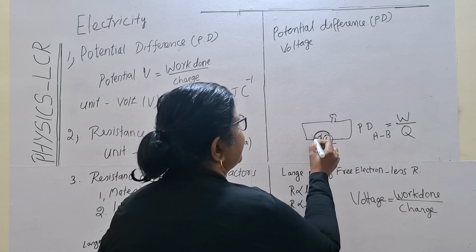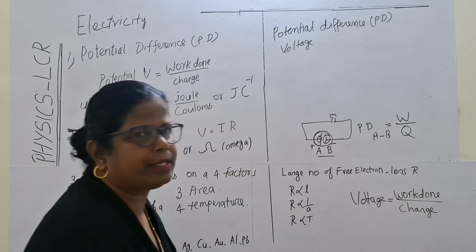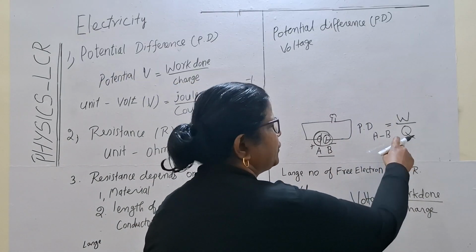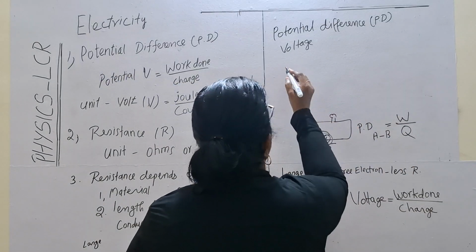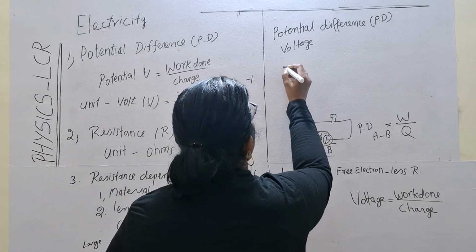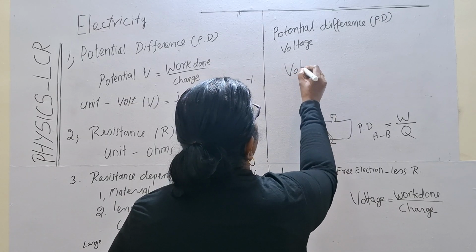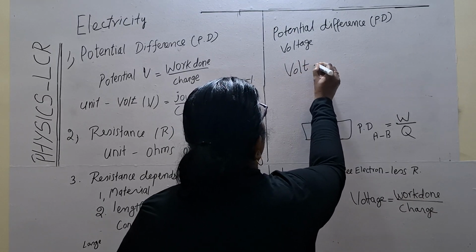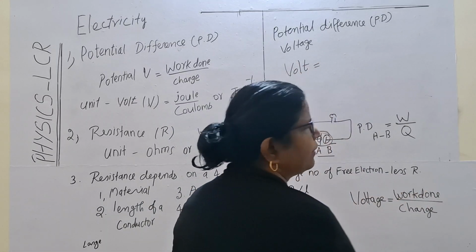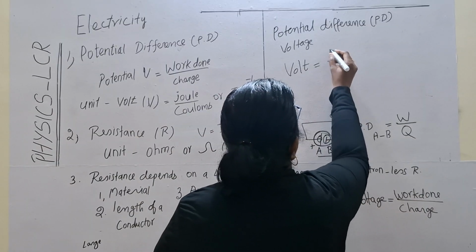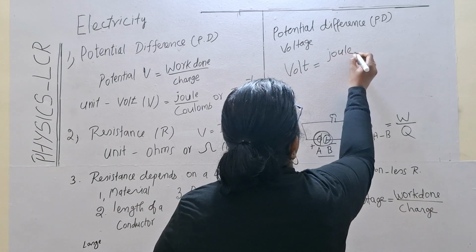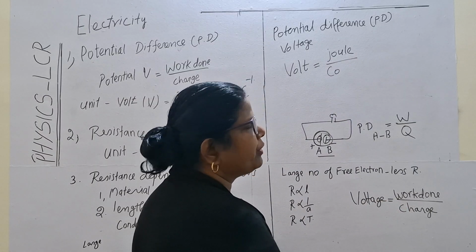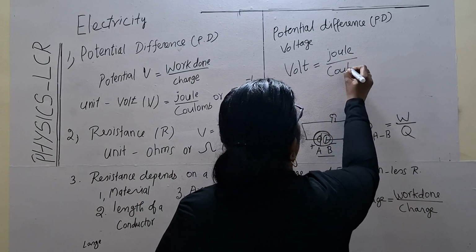So what is the difference between the two points? That is called potential difference. It is the same thing, work done by charge will come. The unit of potential difference is the volt. What is the unit of work done? It is the joule. Per coulomb of charge; the unit of charge is the coulomb.